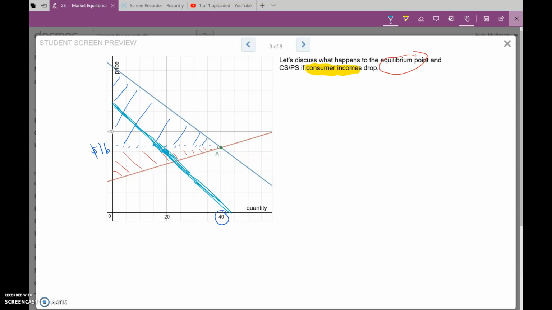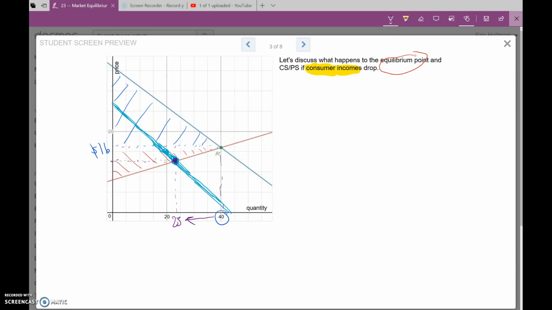Our new market equilibrium is going to be where the new demand curve intersects the original supply curve. That's right here. I've made my line very thick, but okay. This is the first part of the question: what happens to the equilibrium point. Quantity is going to decrease. We're going from 40 units at the original equilibrium point to maybe 23 units at the new equilibrium. And then the new market price is here.